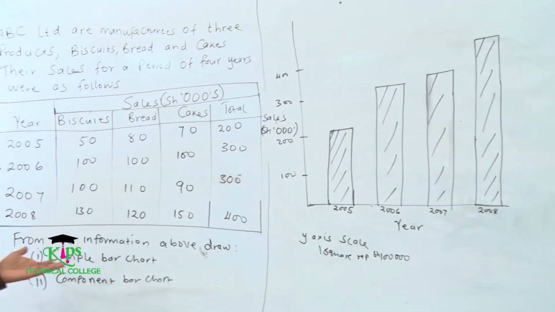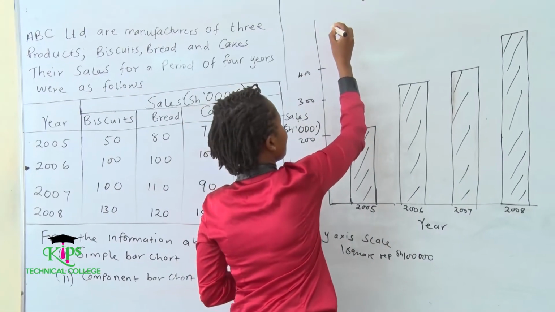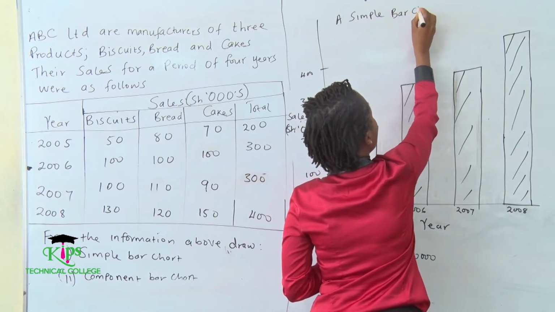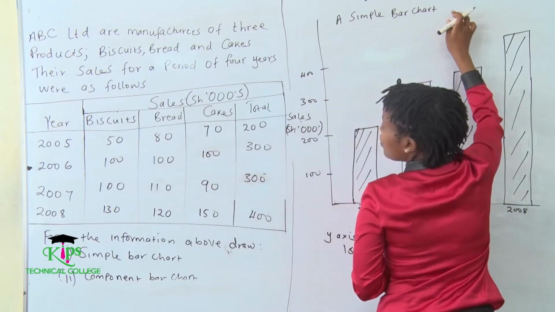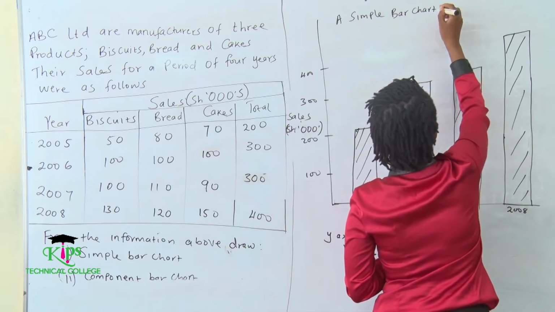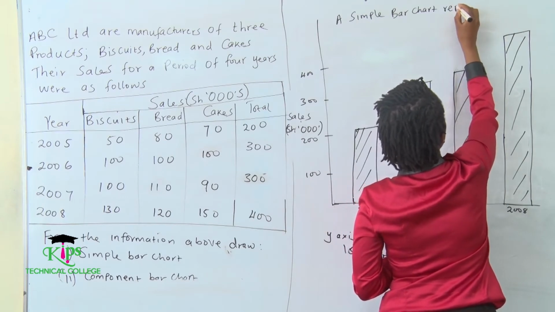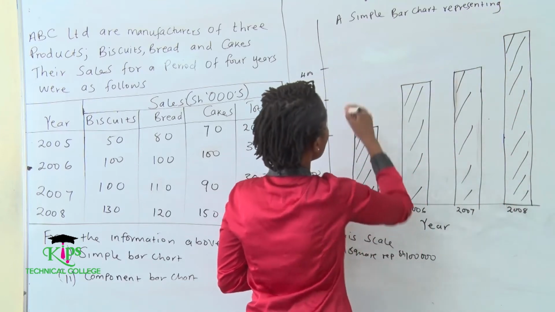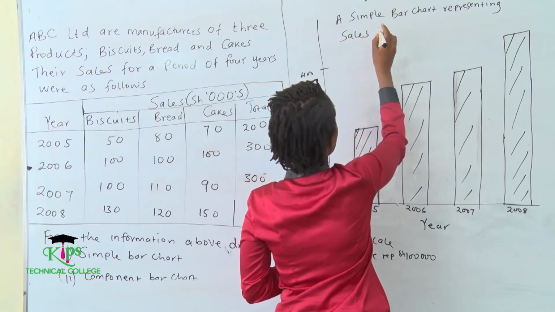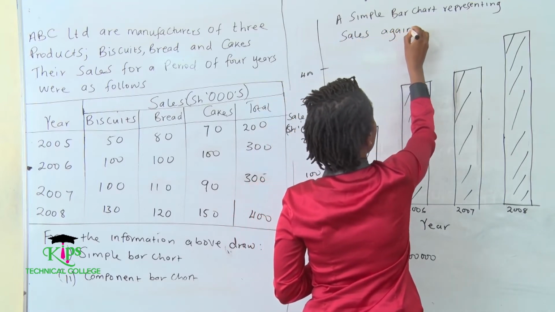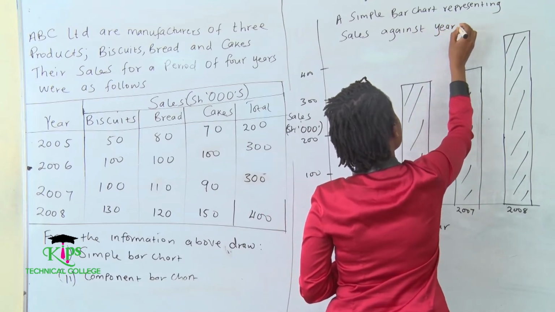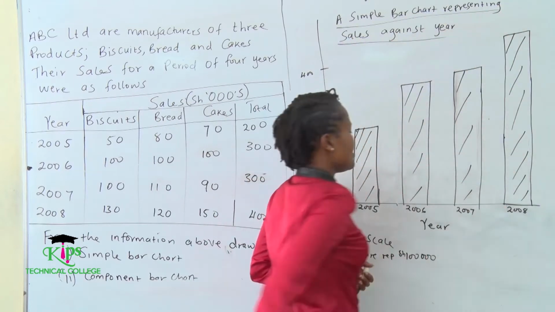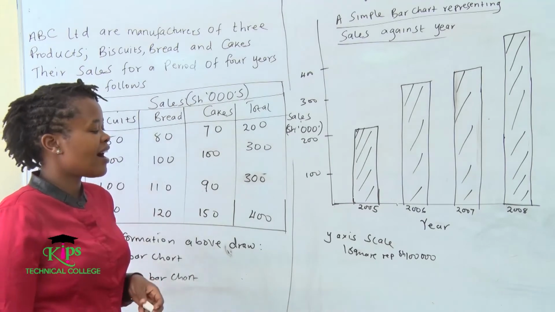In this case, for example, this is a simple bar chart. The title should be: a simple bar chart representing cakes against years. Yeah, as simple as that. So that is a simple bar chart.